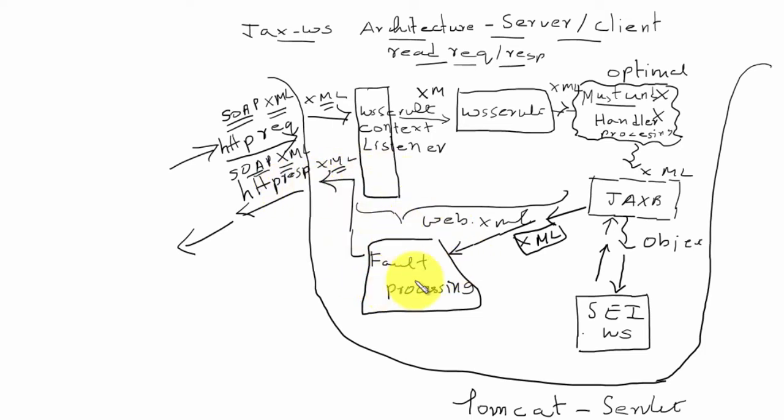On the way of the response, if there is any exception while processing, fault processing happens. In that step, fault elements will be added to the outgoing SOAP message.